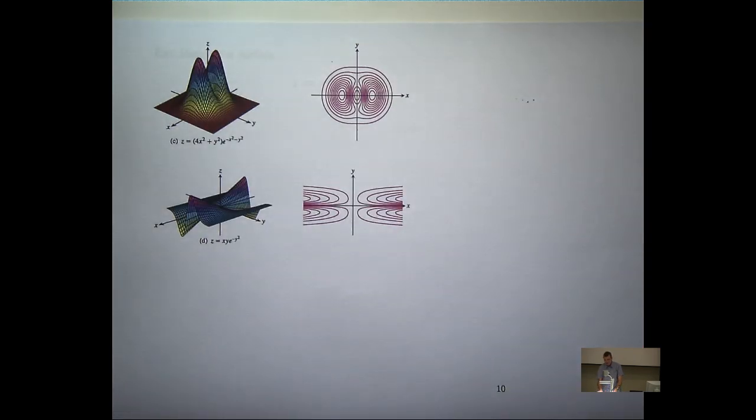Okay, here's some more. Again, on the right-hand side, we've got the level curves. On the left-hand side, we've got the corresponding surfaces. So all you do to get those level curves is you set f of x comma y equals a constant, c, and then you set c equals 0, 1, 2, 3, and look at the curves. And we'll do that in a minute.